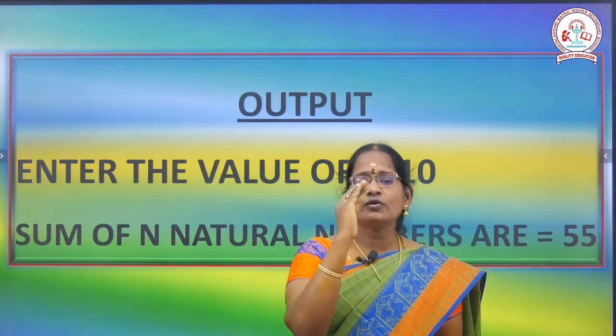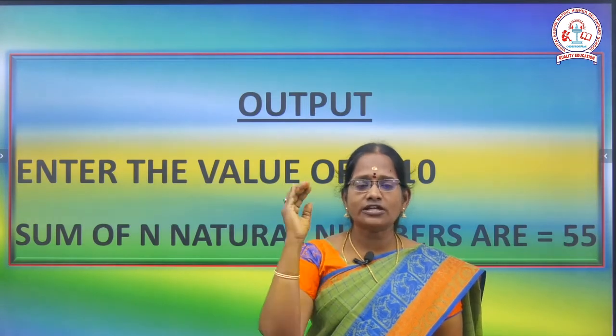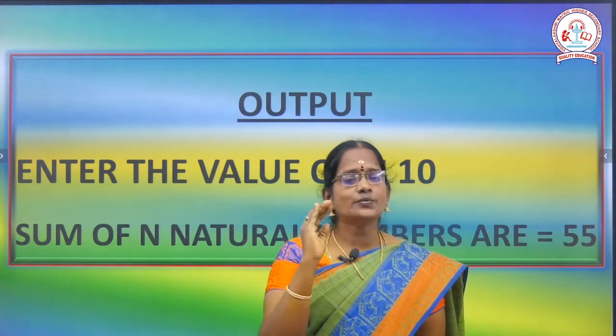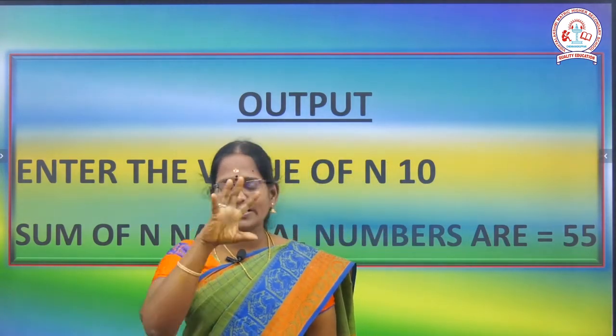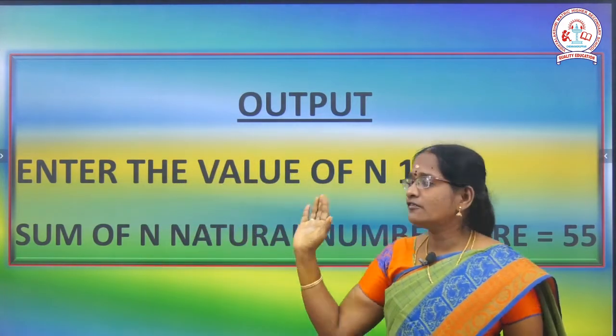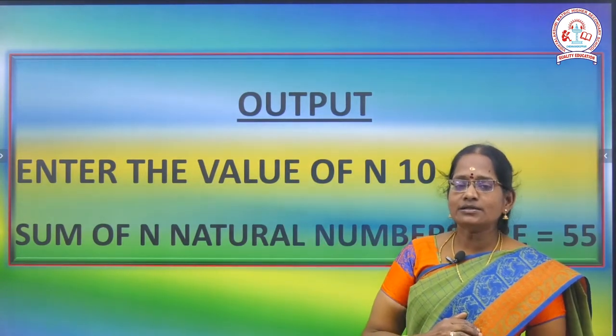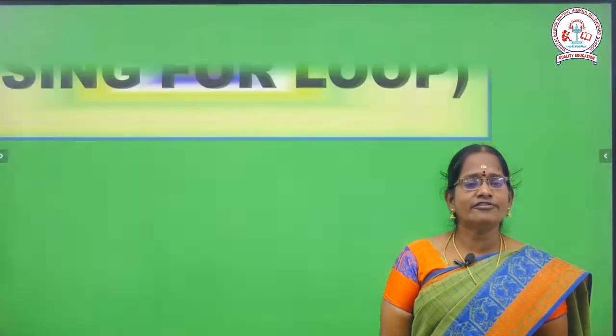So, if you enter 5 terms, this loop executes 5 times: 1 plus 2 plus 3 plus 4 plus 5. So it produces 15. Now, in this example, we executed the value for 10 terms. 10 terms means the printed result is 55.